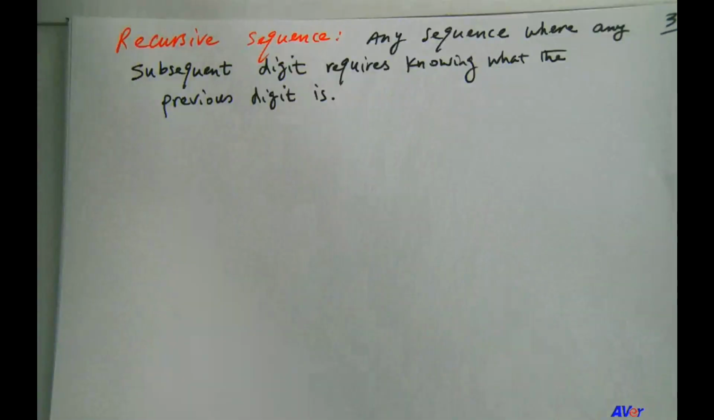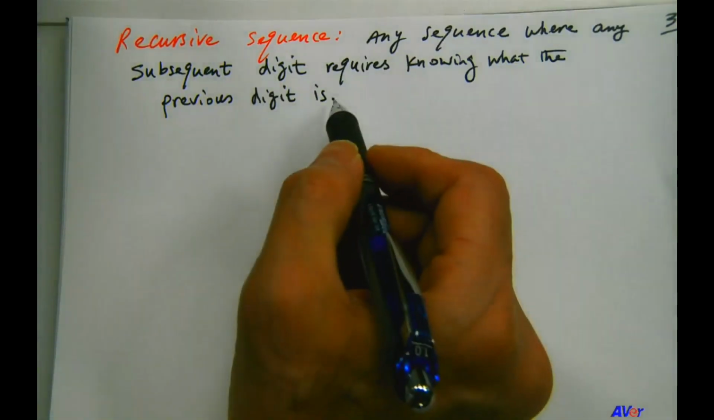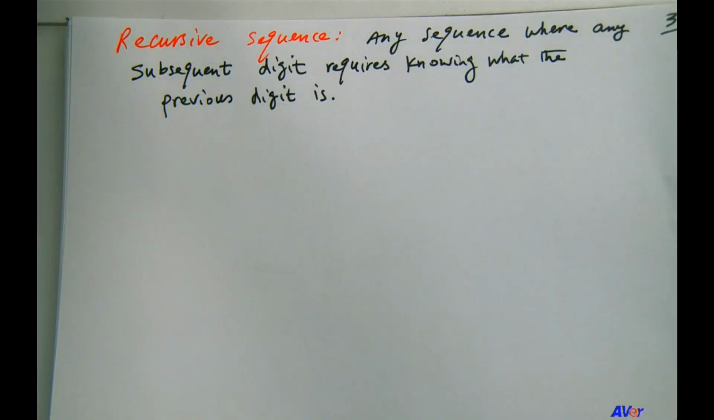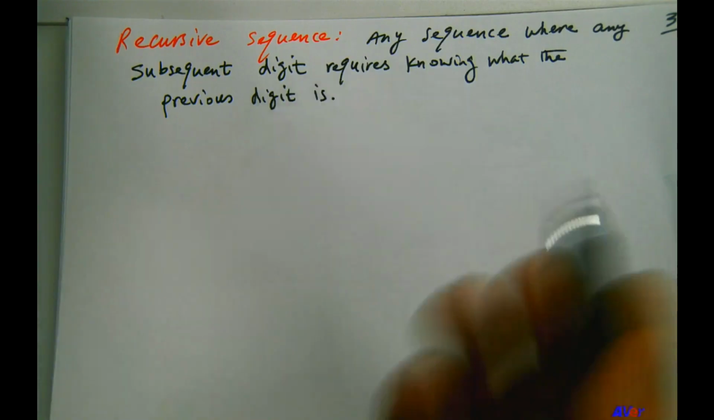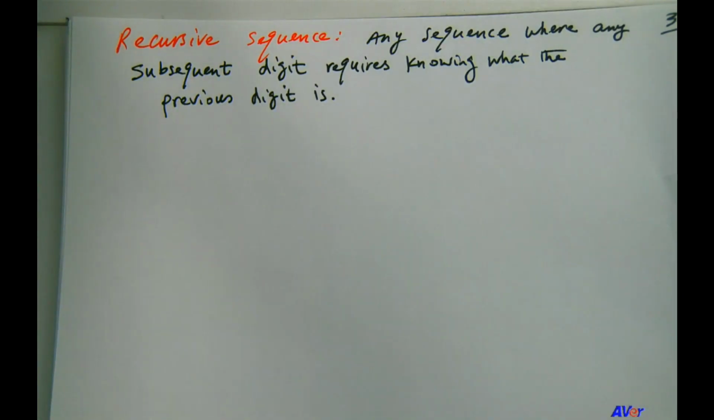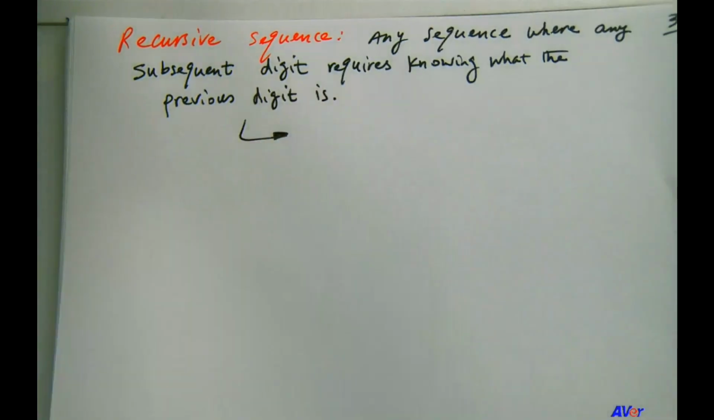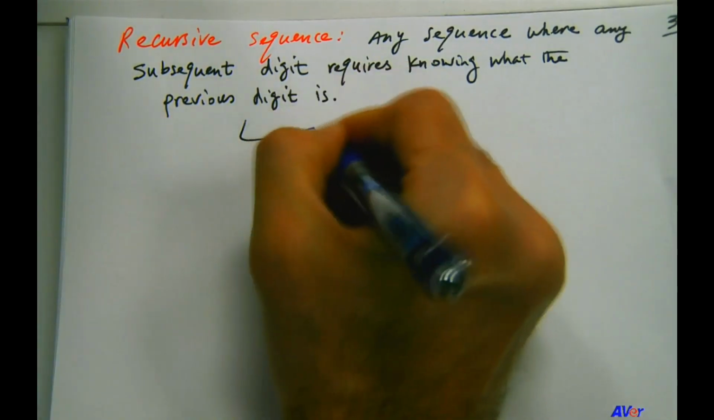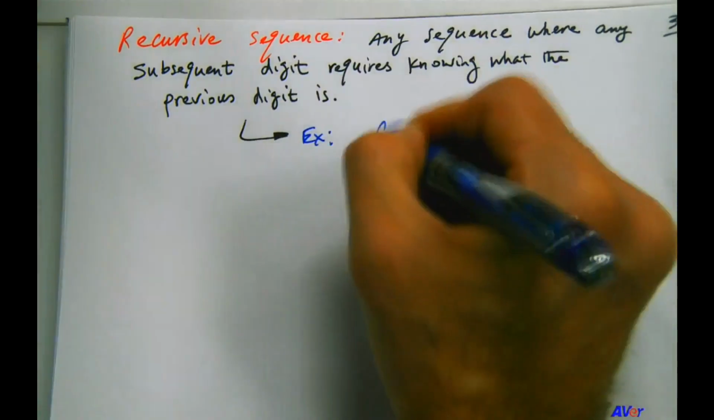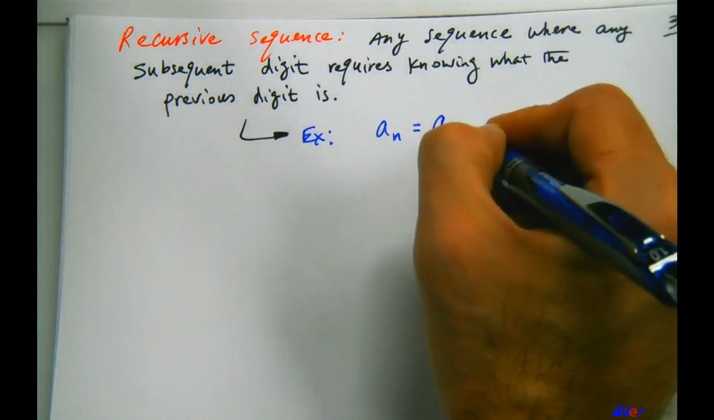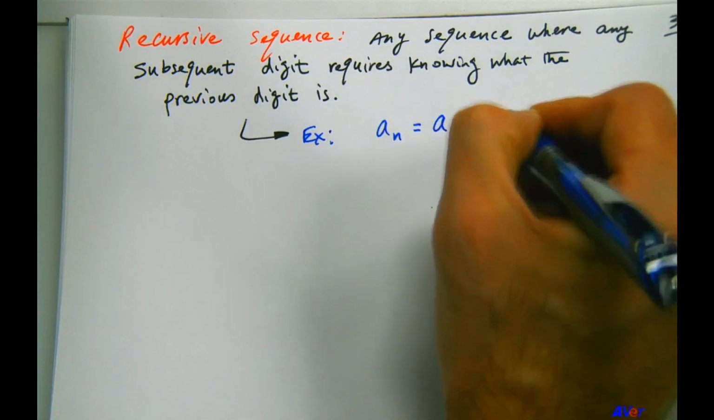But with recursive sequences, if you're looking for the 100th digit, you have to know what the 99th digit is. If you're looking for the 99th digit, you must know what the 98th digit is, and so on and so forth. Okay? So what's an example of that? An example of a recursive sequence is a_n equals a_(n-1) plus 3.